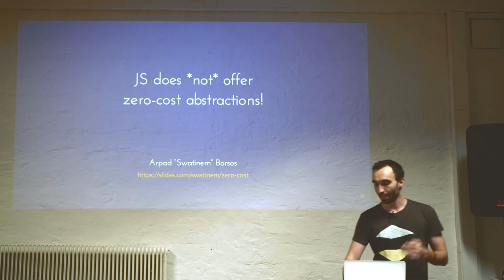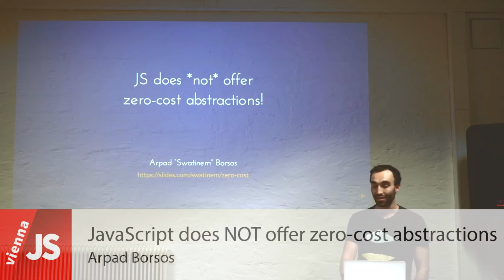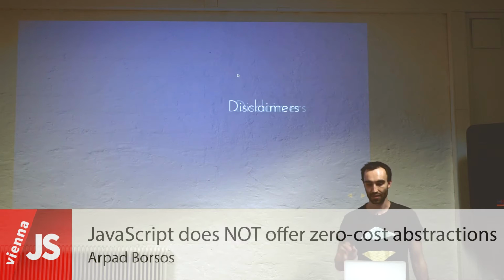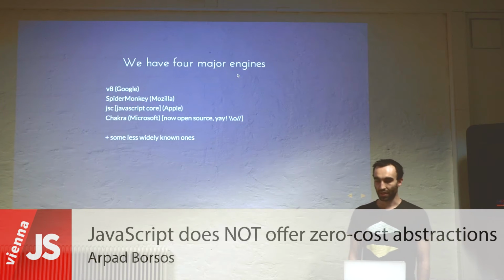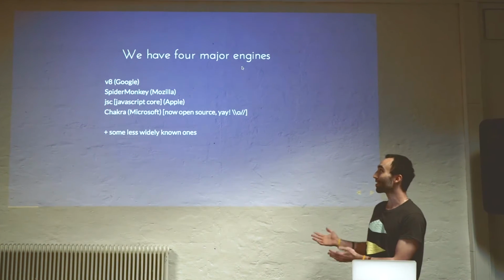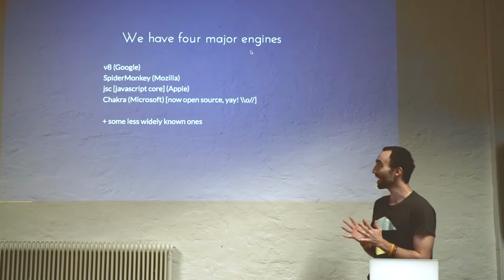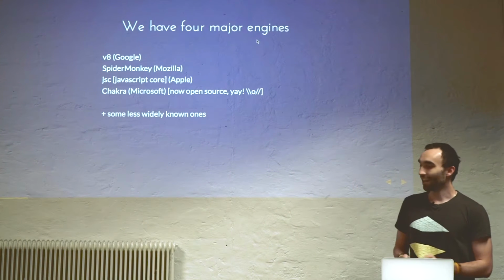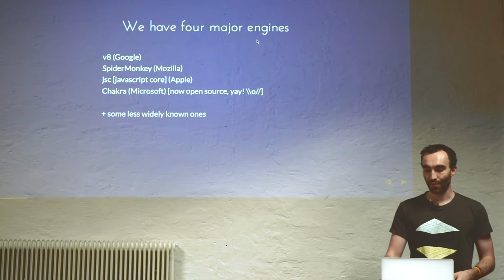My talk will be about the lack of zero-cost abstractions in JavaScript. So let's start. But first, some disclaimers. We actually have 4 major JavaScript engines. And the last one actually got open sourced by Microsoft, which is really nice. Yay.